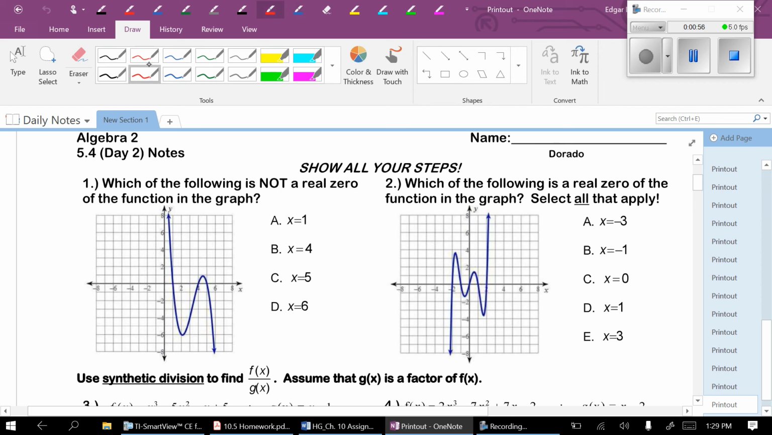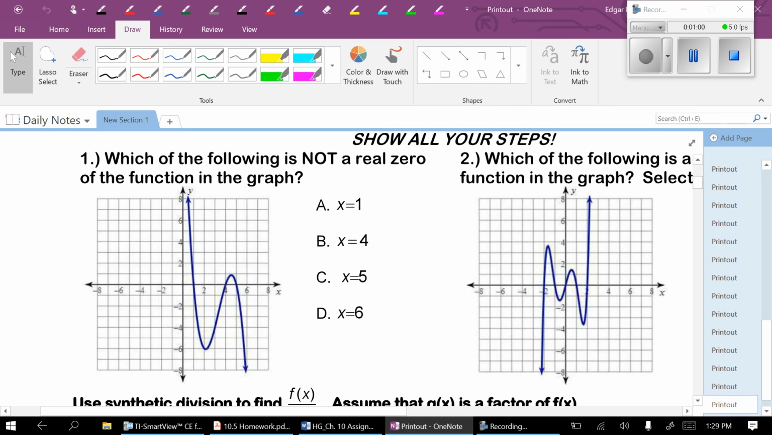So let's go ahead and start off with our first question here. It says, which of the following is not a real zero of the function in the graph? Well, let's go ahead and find the zeros first. Well, the zeros are right here, here, and here. So we have our zeros directly on the x-axis, and that looks like it's at x equals 1.